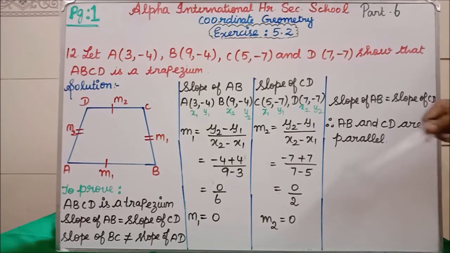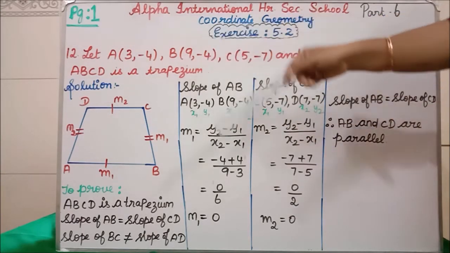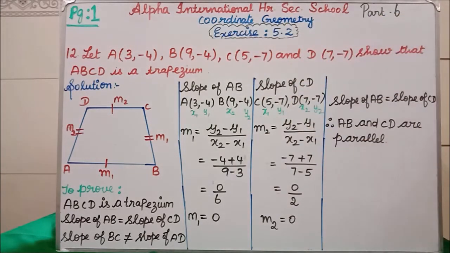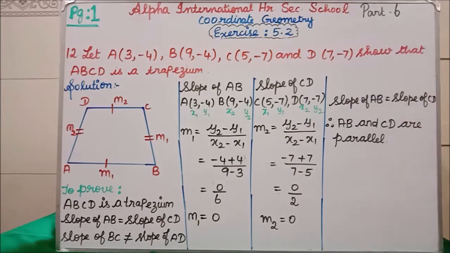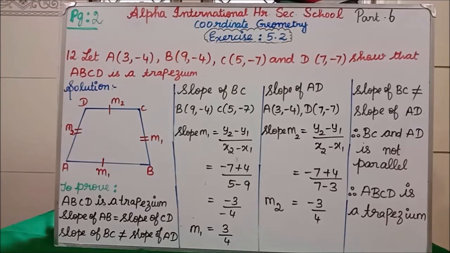But still we have to find the BC side and AD side, and those two will not be the same. We'll do that now. Now this is page number 1 of the 12th question. Now the remaining I will show on page number 2. In the 12th question, this is page number 2.